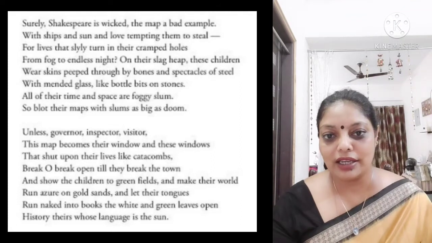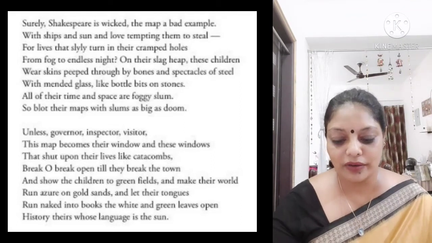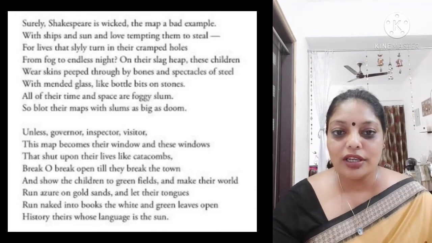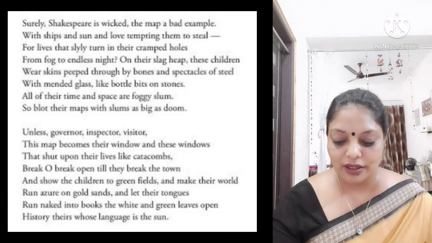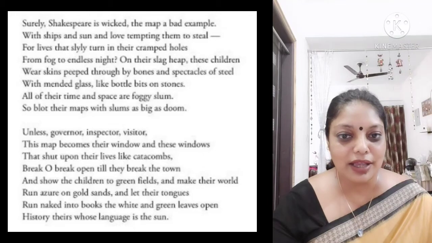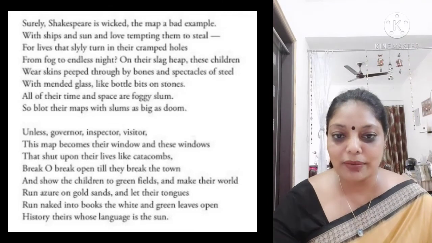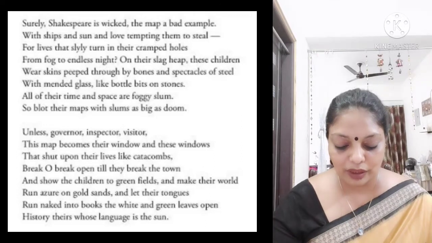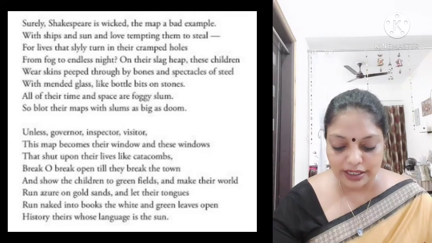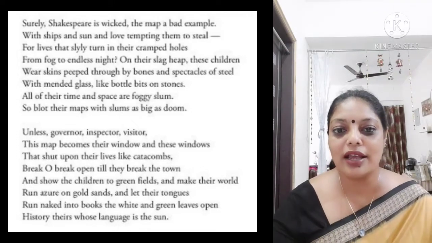Again, I'll read the third paragraph, and then I'll explain that to you. Surely Shakespeare is wicked, and the map is a bad example, with ships and sun and love tempting them to steal. For lives they slyly turn in the cramped holes from fog to endless night.